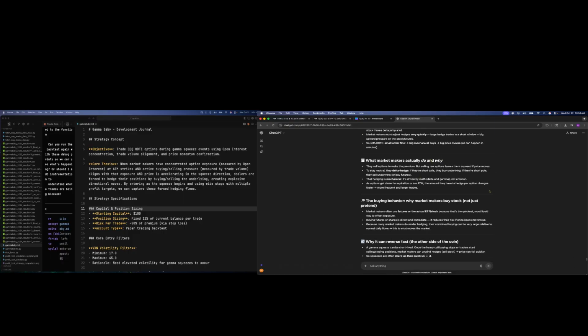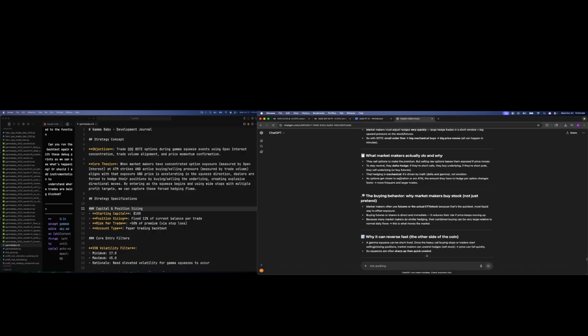What do market makers actually do, and why? They sell options and make premium. But selling raw options leaves them exposed. To stay neutral when the price moves, they delta hedge. If they're short calls, they buy the underlying. If they're short puts, they sell the underlying or buy futures. Hedging is mechanical. It is driven by math, delta and gamma, not emotions.